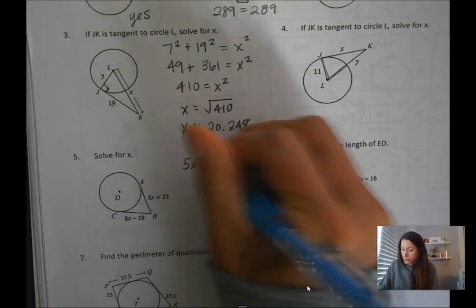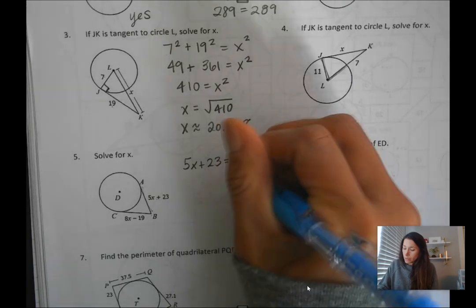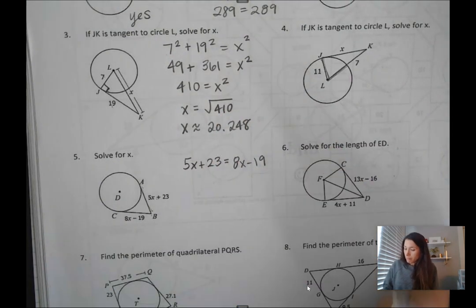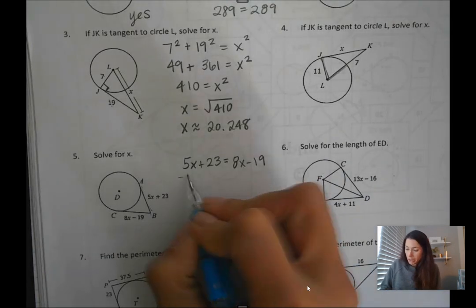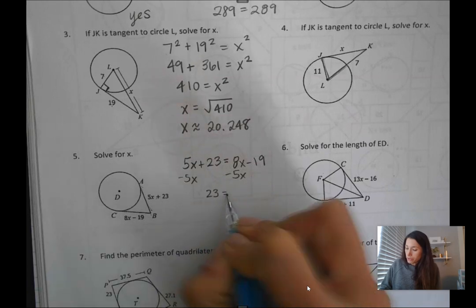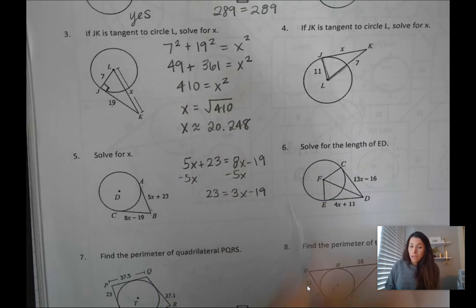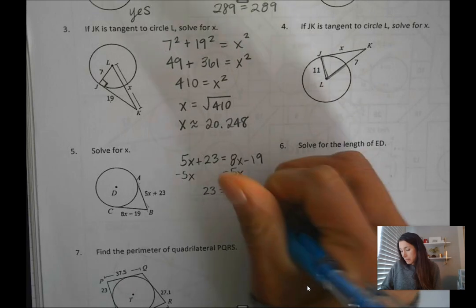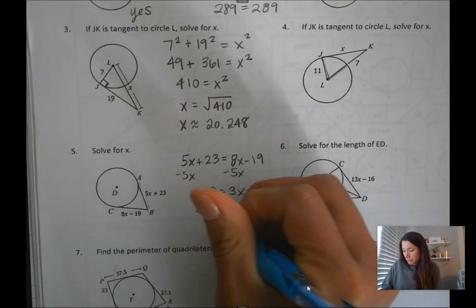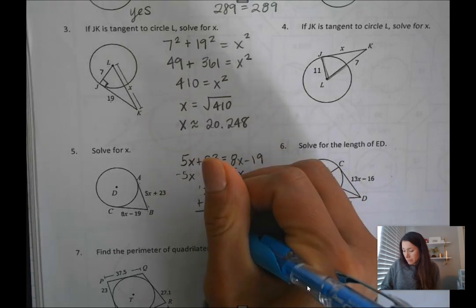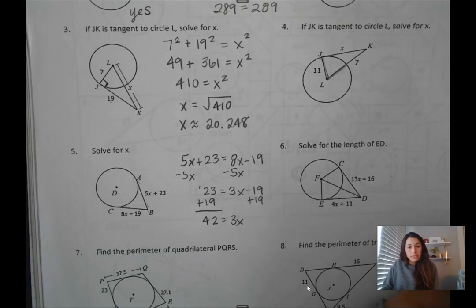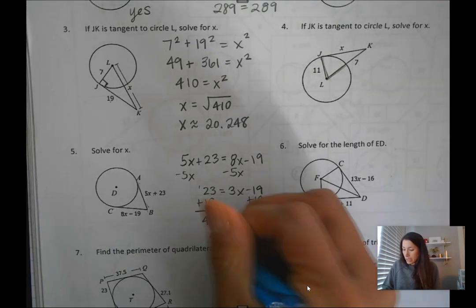So 5x plus 23 equals 8x minus 19. Okay, so let's bring all of our x's to one side. We can subtract a 5x on both sides. That gives us 23 equals 3x minus 19. And we can add 19 to both sides. And x, if we divide by 3 on both sides now, x should be 14.